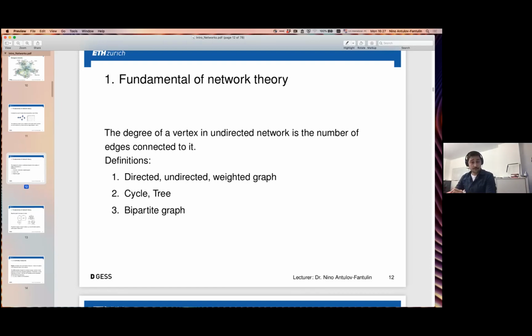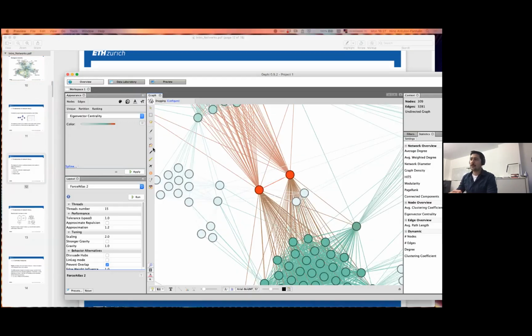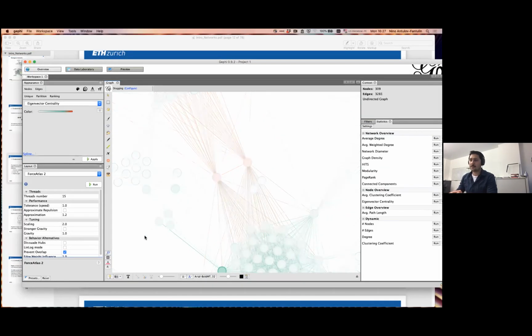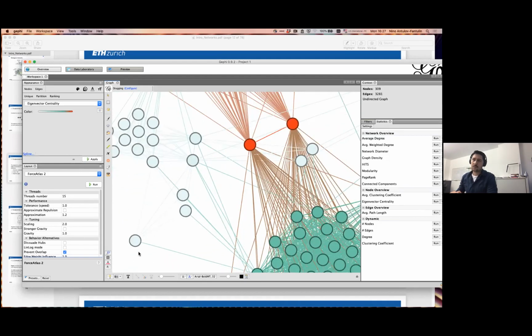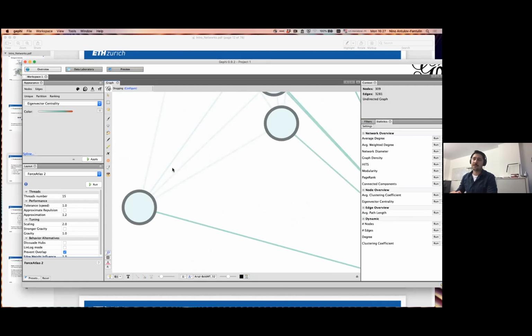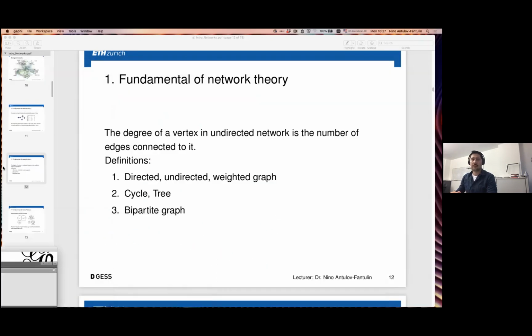In order to continue further, we need to define what is the degree of a vertex in an undirected network. It is the number of edges that are connected to it. We can directly, for example, pick a certain node and ask what would be the degree here. So we would just count the links that are attached to this node. This node would have degree 1, 2, 3, 4, 5. Okay, very simple.